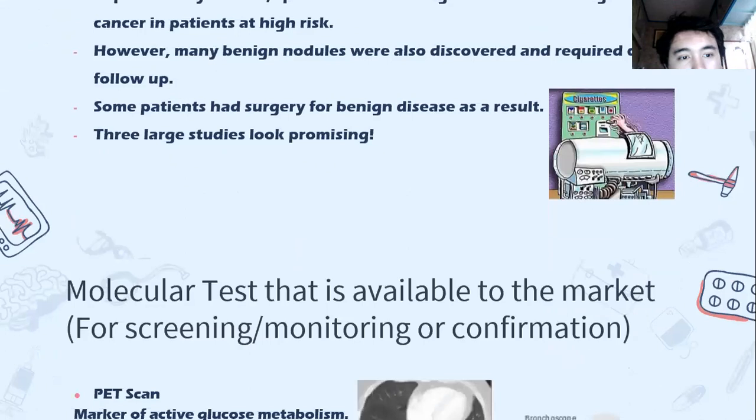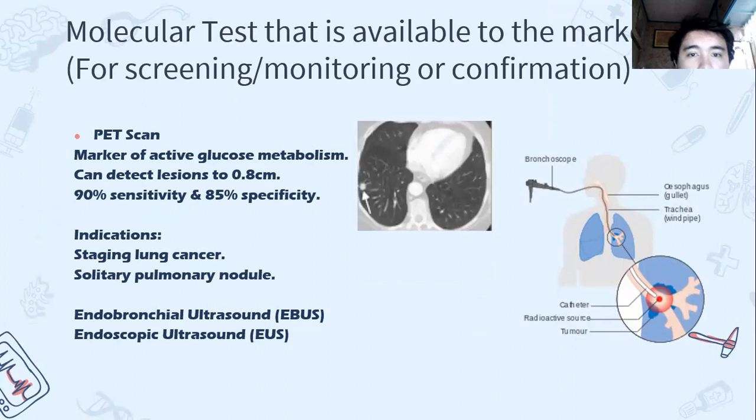And for the molecular tests available in the market, there are PET scan, bronchoscopy, endobronchial ultrasound, and endoscopic ultrasound. For the PET scan, there are markers of active glucose metabolism. It can detect lesions of 0.8 centimeters, with 90% sensitivity and 85% specificity.